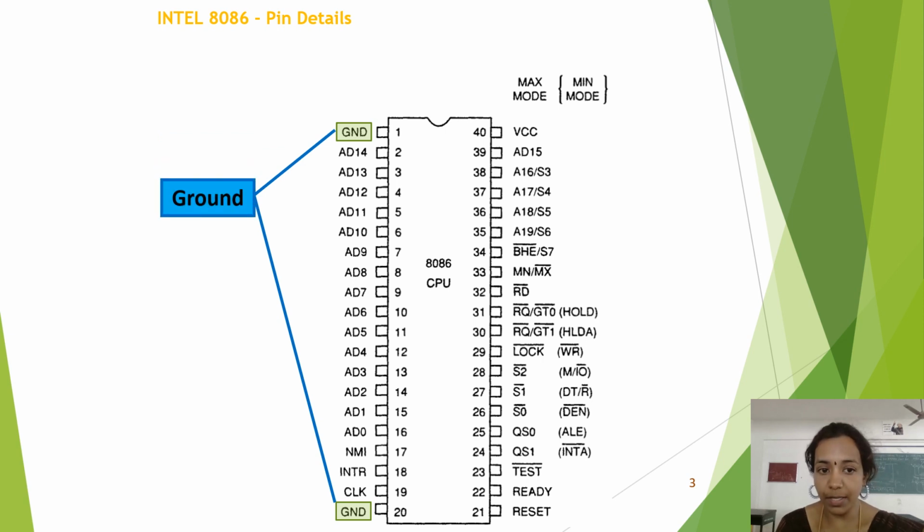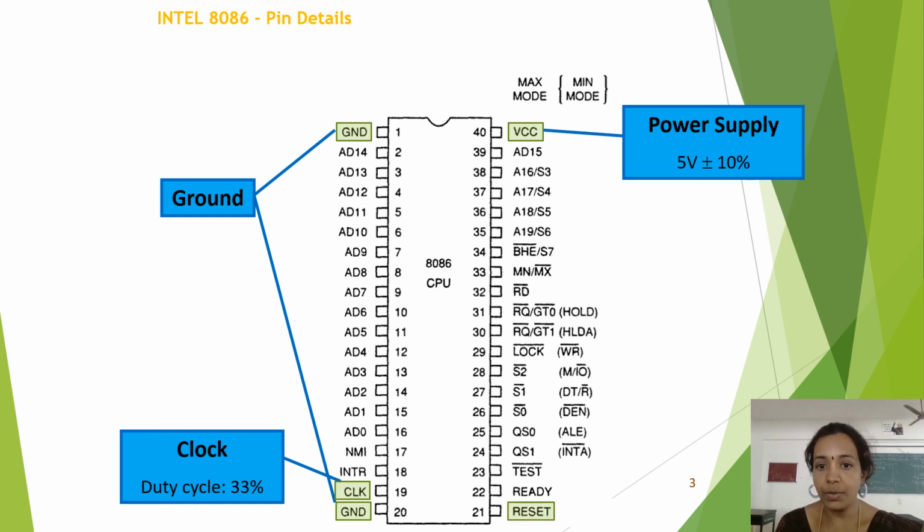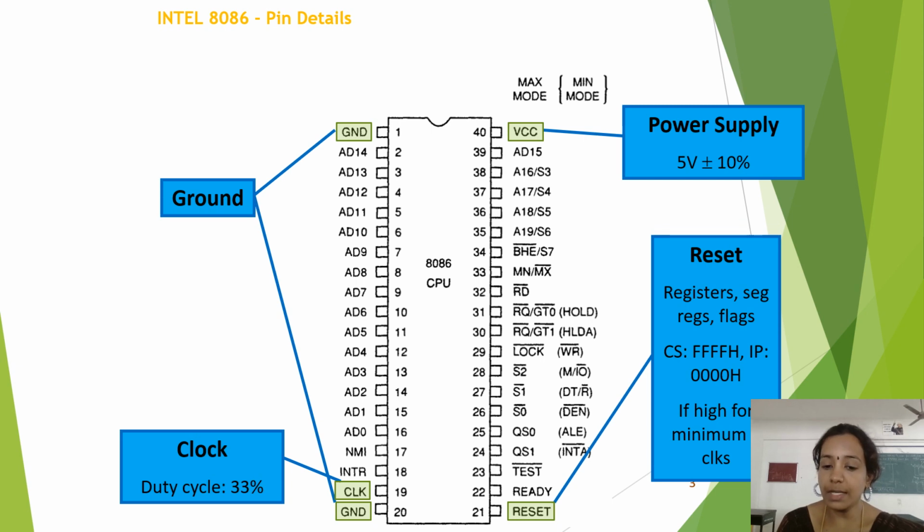So pin number 1 and 20 are for ground signals. Pin number 19 is for the clock signal. VCC is nothing but the power supply, where the microprocessor will be handling a 5 volt power supply. The reset pin is for refreshing the microprocessor, which is pin number 21.